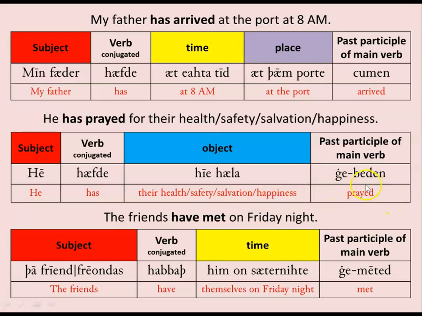Okay, gebeden is the past participle of to pray. We want the past participle prayed, so it's gebeden. Okay, he havde, hier, halla, gebeden. He has their safety, salvation, happiness, health prayed for.